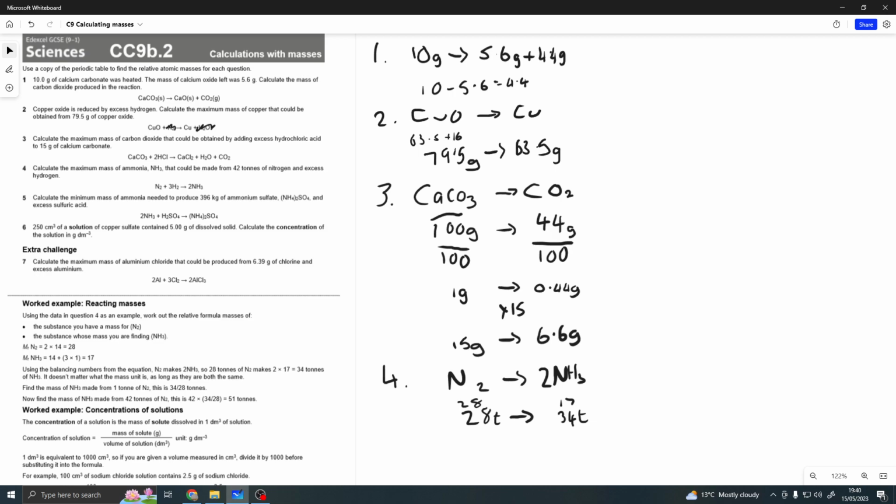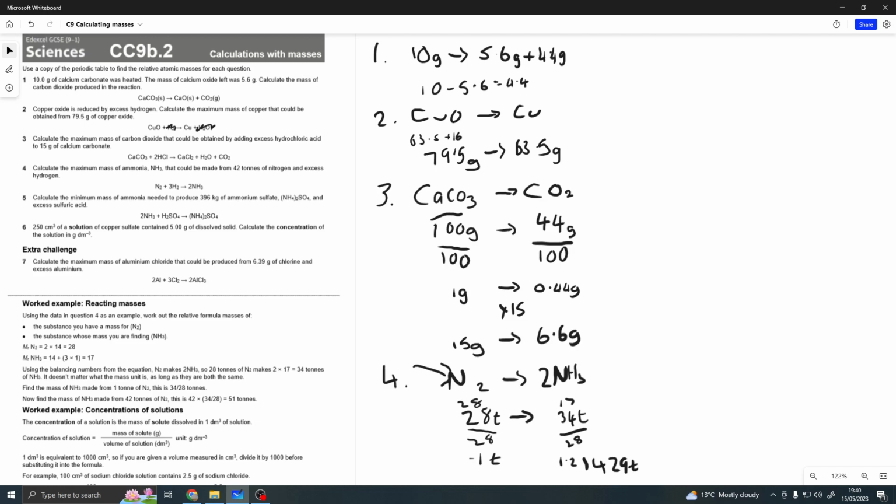Now, we are trying again to find out how much can be made from nitrogen. So we need to make nitrogen here. We need to make this one 1 ton. So to do that, I need to divide them both by 28. Slowly run out of space here. I need to divide them both by 28. So this then is 1 ton. And 34 divided by 28 is 1.21429. There's loads of decimal places there.